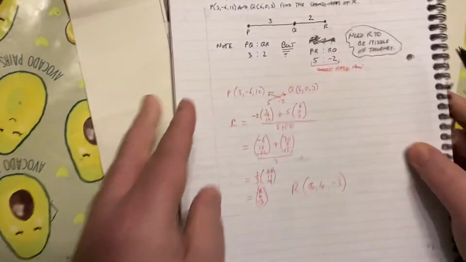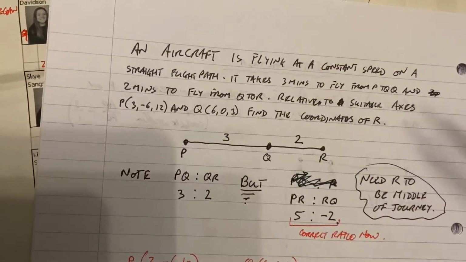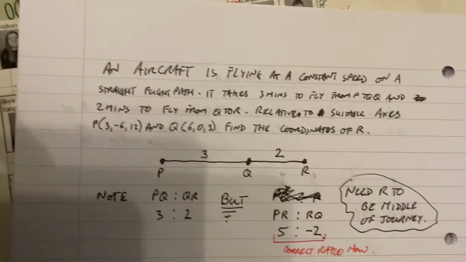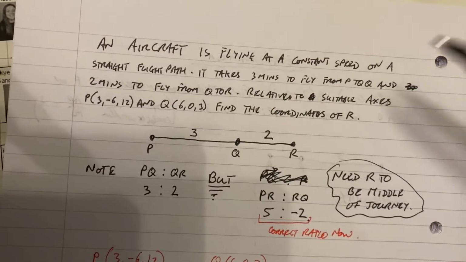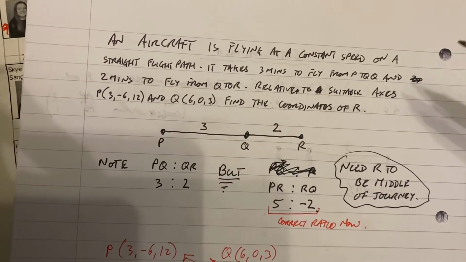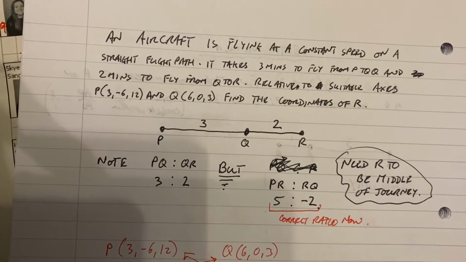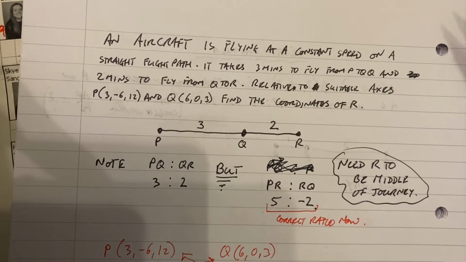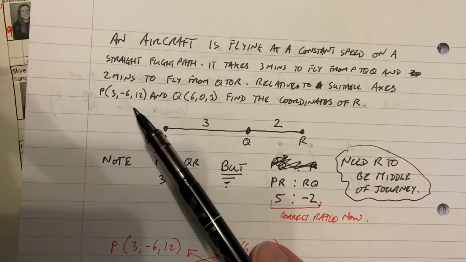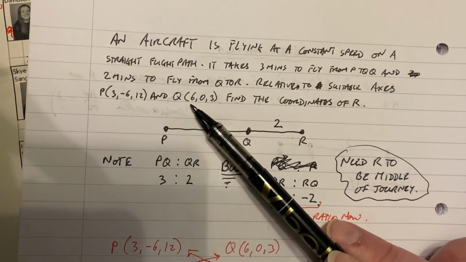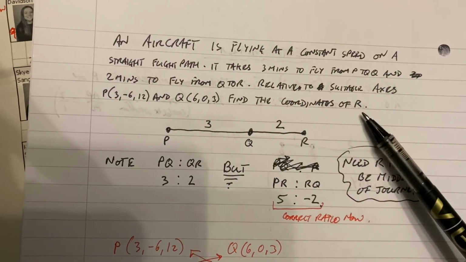So let's look at a trickier example. So, wee bit of waffle. An aircraft is flying at a constant speed in a straight flight path. It takes 3 minutes to fly from P to Q and 2 minutes to fly from Q to R. Relative to suitable axes, P is the point (3, -6, 12), and Q is the point (6, 0, 3). Find the coordinates of R.